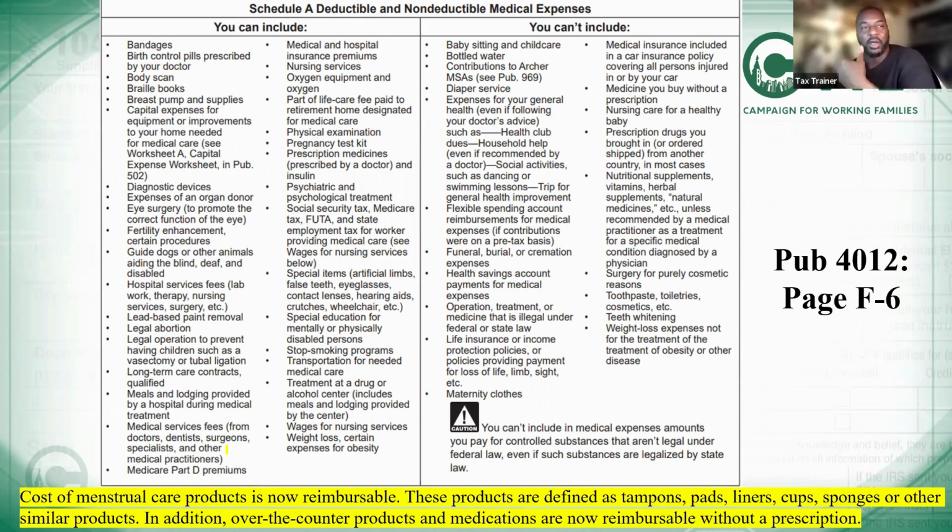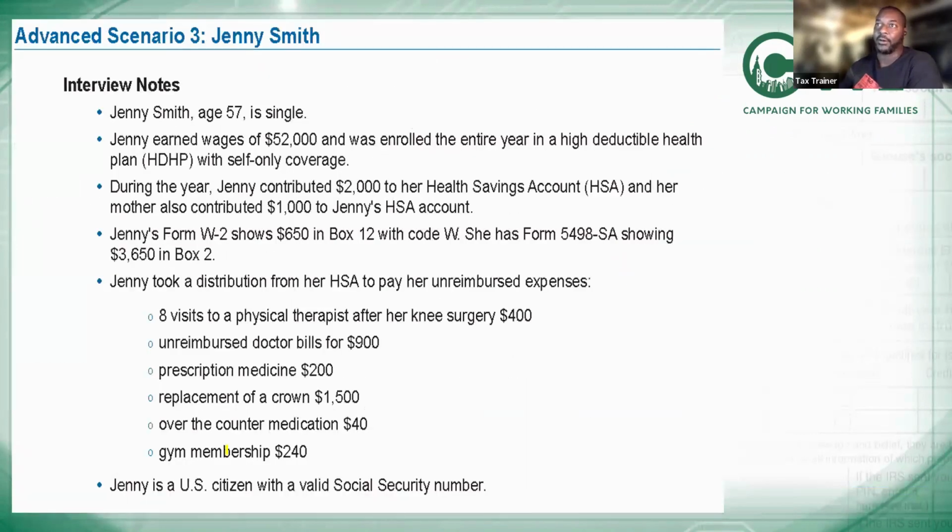You can also use it for over-the-counter stuff, like tampons, like over-the-counter medicine. You can't do that when you itemize, but you can do that when it comes to HSAs. So it's the basic medical expenses in addition to some over-the-counter and menstrual care products. I can use that for HSA.